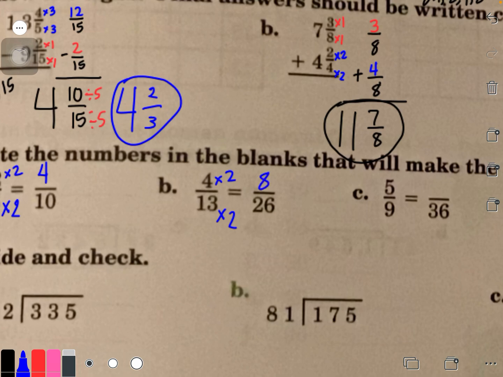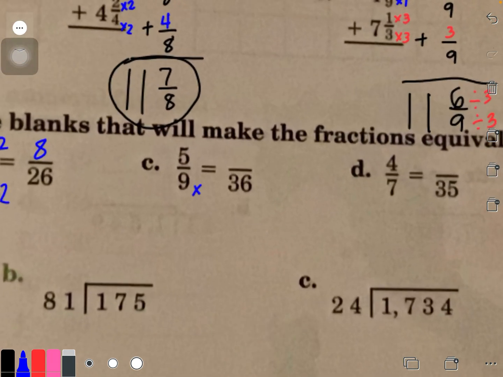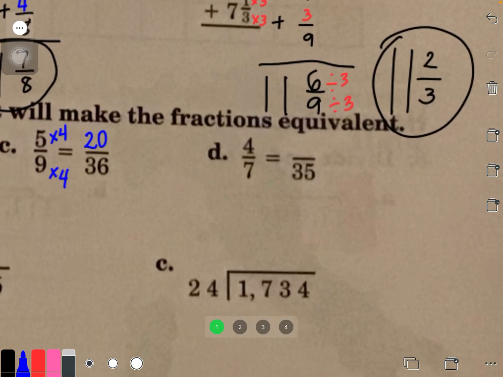8. What did I multiply to 9 to get 36? 4. Right? So up here it's 4. So 5 times 4? 20. And then lastly, what did I multiply to 7 to get 35? 5. So up here, they flip it again. 4 times 5 is 20.